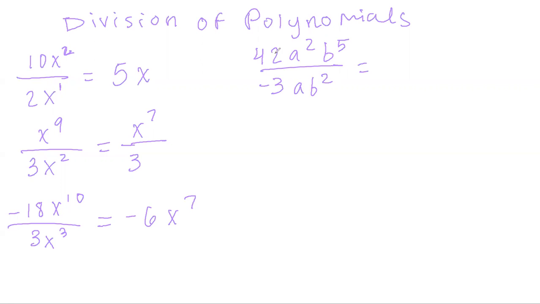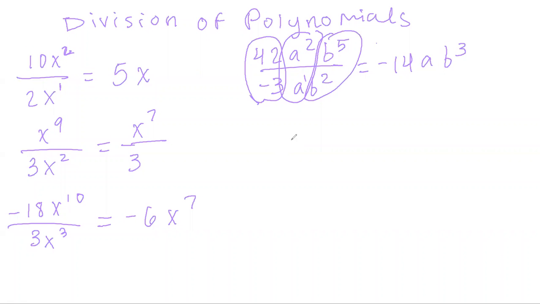Okay, here, 42 divided by negative 3. I believe that's negative 14. And then 2 minus 1, so that's just a. For the b, 5 minus 2, so that's b cubed. So you can see I'm just breaking it up by coefficient, by the next variable, and then the following variable. So that's how I'm doing the division here.